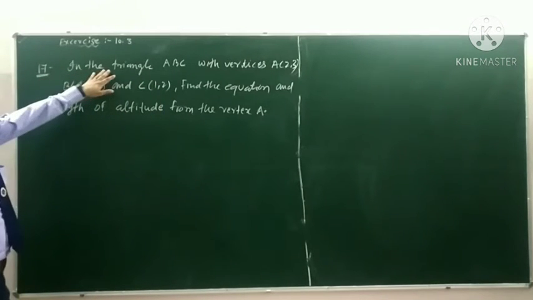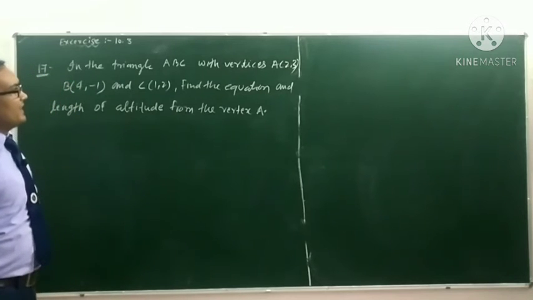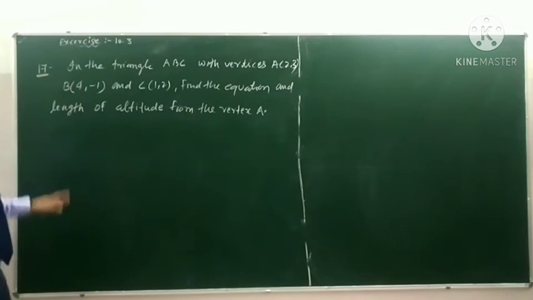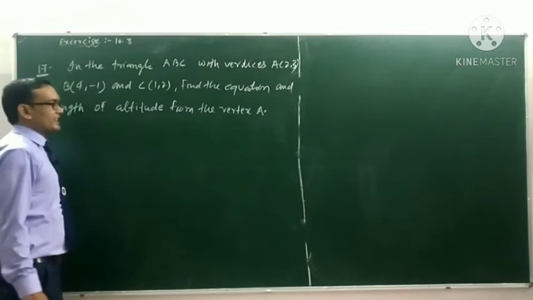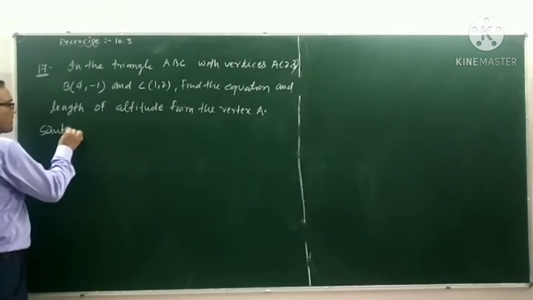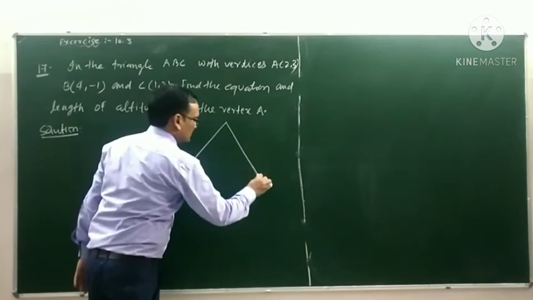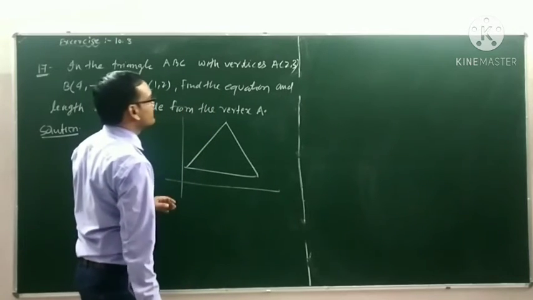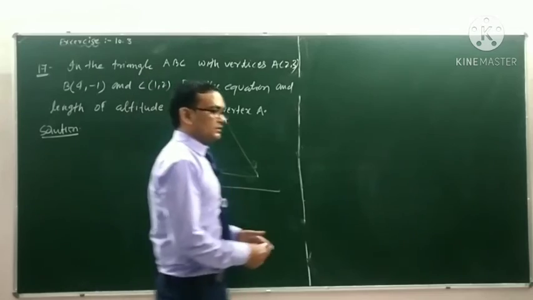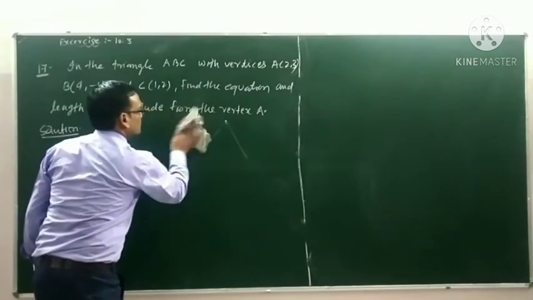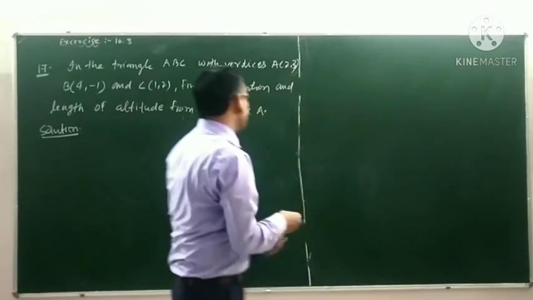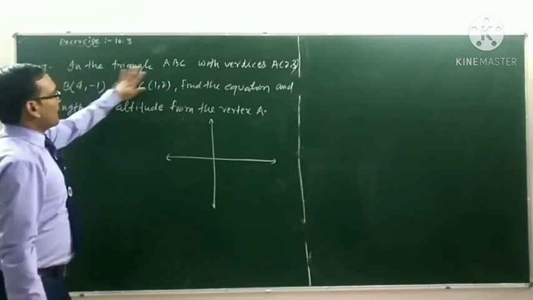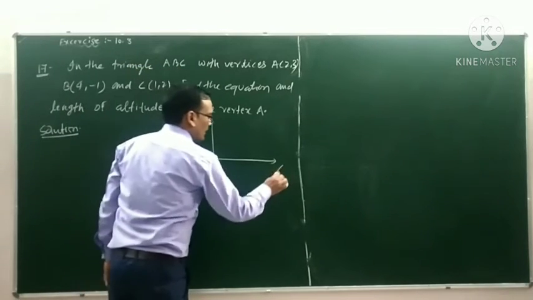Question number 17 is, in a triangle ABC with the vertices A (2, 3), B (4, -1) and C (1, 2), find the equation and length of the altitude from the vertex A. Okay students, we draw triangle ABC in a Cartesian plane.